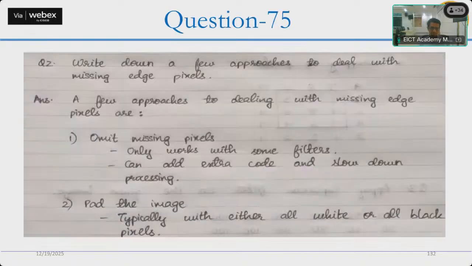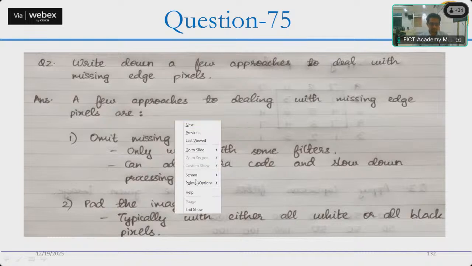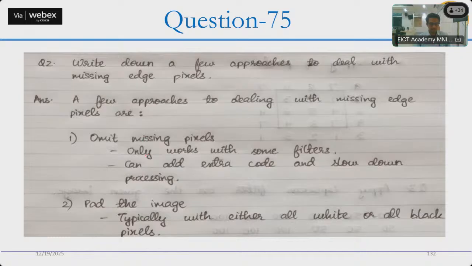Another question: write down a few approaches to deal with the missing edge pixels. This is also a problem. Not only do we do image enhancement, but we also have to find the values of missing edge pixels. What do we do? We omit the missing pixels. This only works with some filters, can add extra code and slow down processing. So that is the result of missing edge pixels.